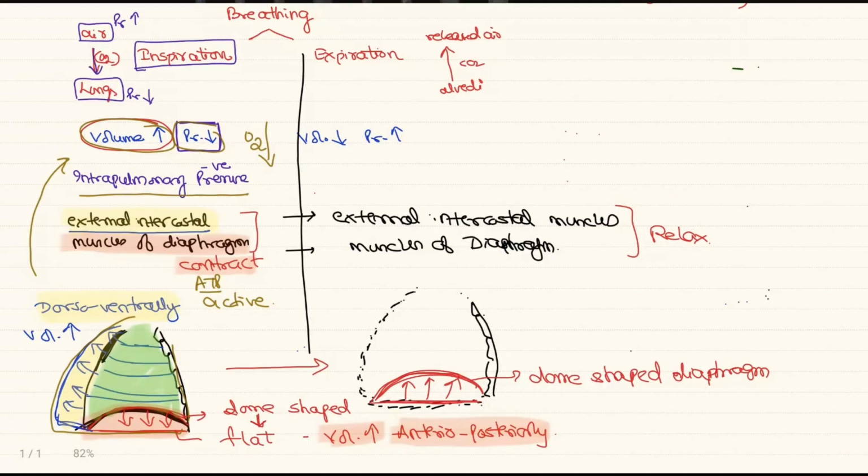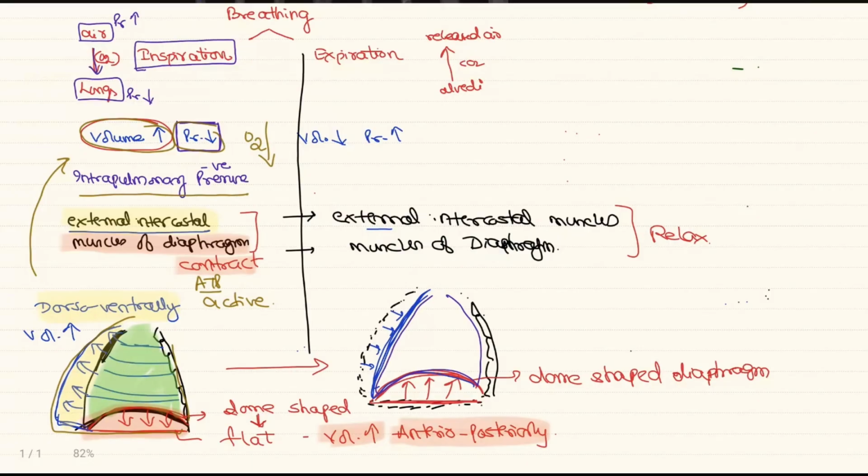The second one is the external intercostal muscles. As they relax, again the rib cage will go back to the normal condition. As they go back to the normal condition, you can see the overall volume has again decreased.